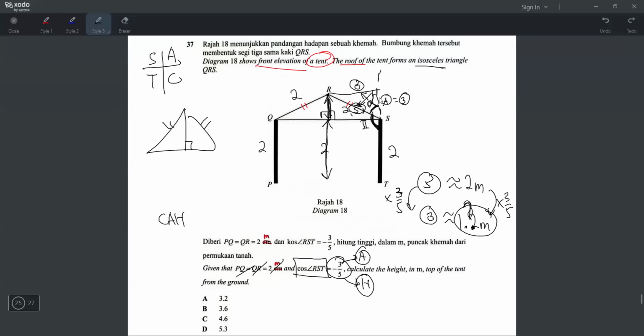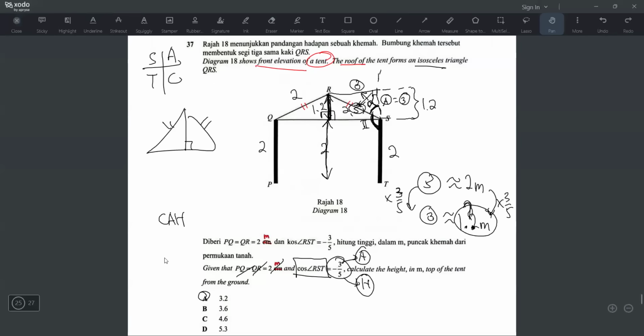But this is not the answer. This 1.2 is the panjang for here, here until here. That means the vertical height here also 1.2 lah. So sudah tahu panjang ni, tambah lagi dengan 2, dapatlah 3.2. Because the soalan ask for total height from the top of the tent from the ground. So it's 1.2 plus 2. So A is the answer. Okay, hope you understand.